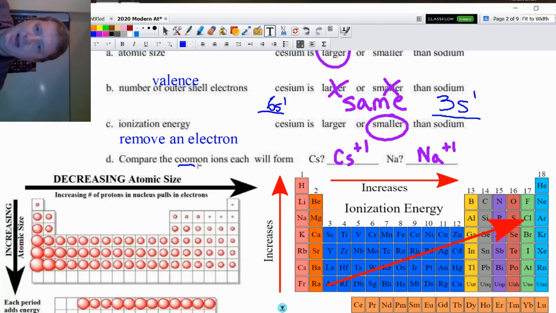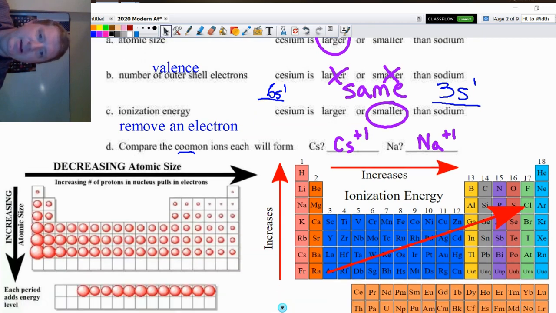And then what about the common ions? We're not actually dealing with that right now. Cesium and sodium both have 1 valence electron that they often lose, which is why they take a +1 charge. But that's really going to be a later conversation.